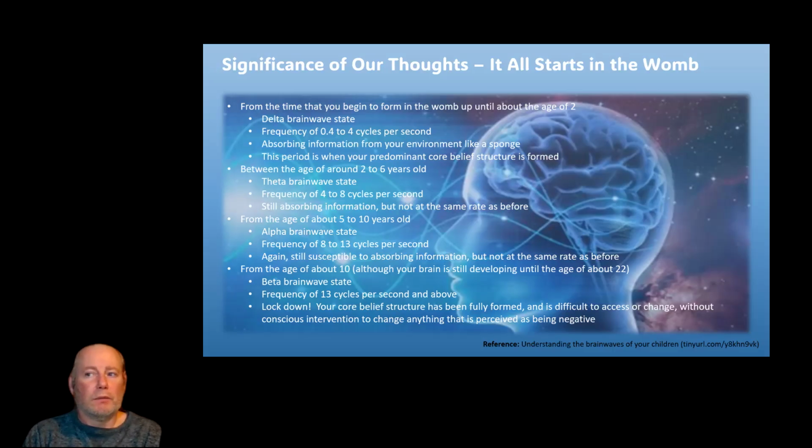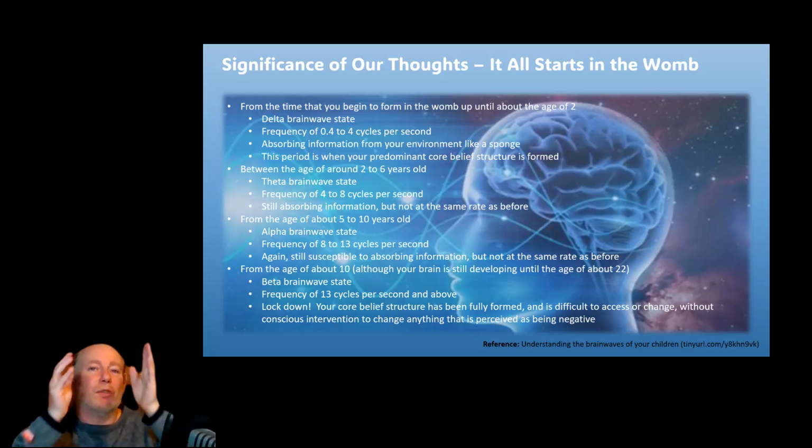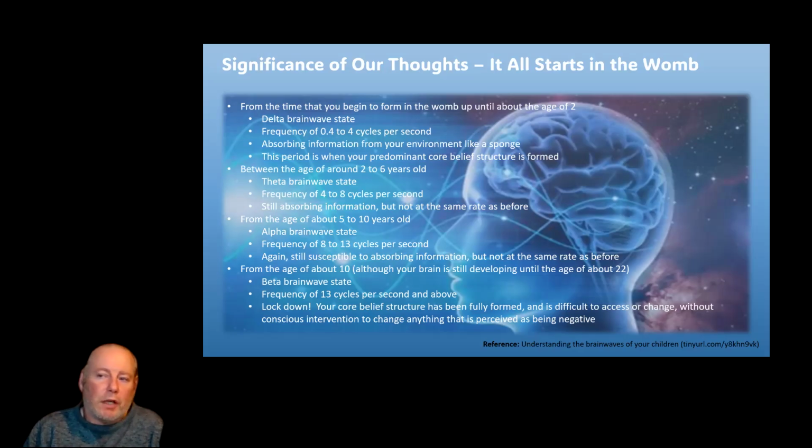Okay, so between the age of 2 to 6, you go into what is predominantly theta brainwave state, and this is still absorbing information, but not quite at the same rate as before. And 5 to 10 years old, you go into predominantly alpha brainwave state. I say predominantly because we're in and out of all the brainwave states all the time, but when I say predominantly, it's like 90 to 95% of the time.